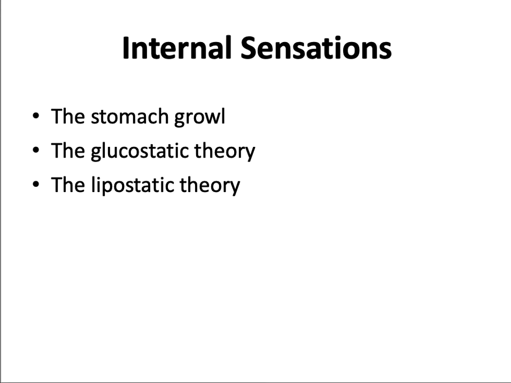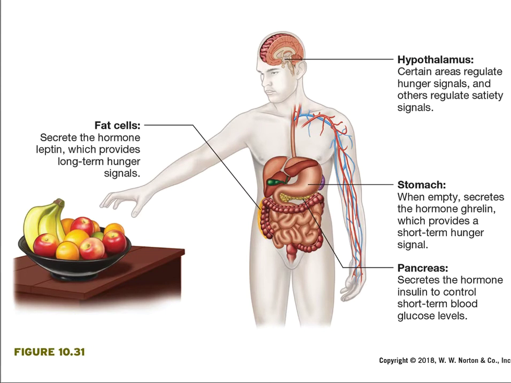The lipostatic theory proposes a set point for body fat. When an animal loses body fat, hunger signals motivate eating and the return to that set point. Several biological factors combine to influence our motivation to eat, including hormonal signals from fat cells, the stomach, and the pancreas. The hypothalamus regulates hunger and satiety signals.